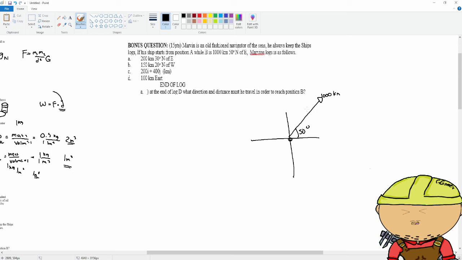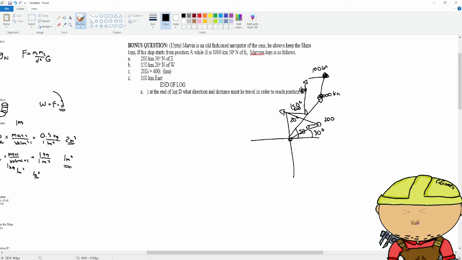Okay. Marvin logs as follows. 200 kilometers 30 degrees north of east. 150 kilometers 20 degrees north of west. 200 kilometers upward, 400 kilometers upward, 100 kilometers east. At the end of log D, what direction and distance must he travel in order to reach position B?